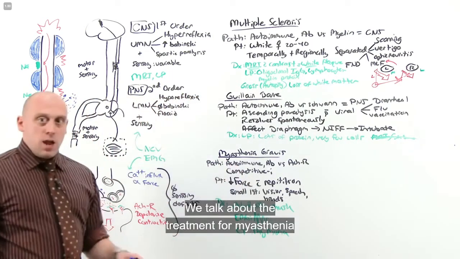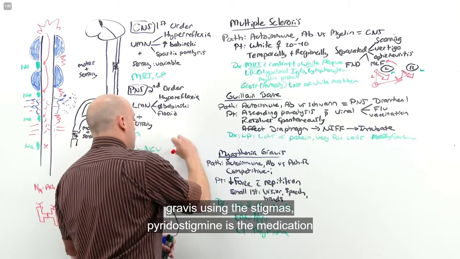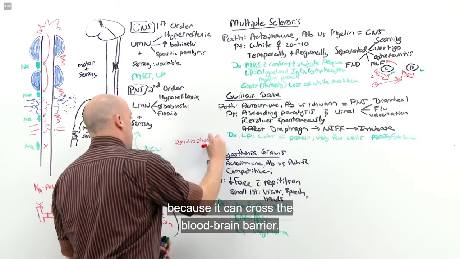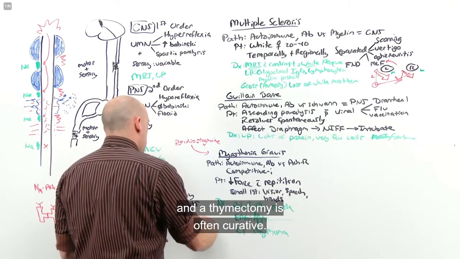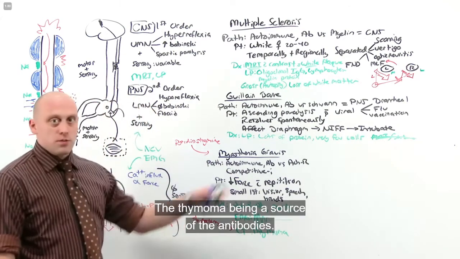We talk about the treatment for myasthenia gravis using the stigmines. Pyridostigmine is the medication because it can cross the blood-brain barrier. We discussed this in the CNS section in pharmacology, the Gen Pharm section. And a thymectomy is often curative, the thymoma being the source of the antibodies.